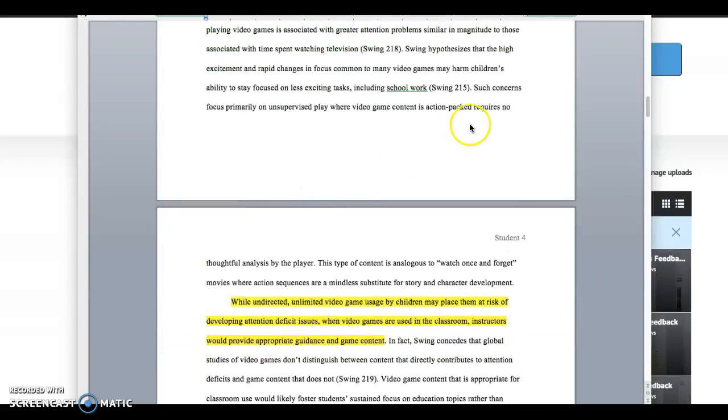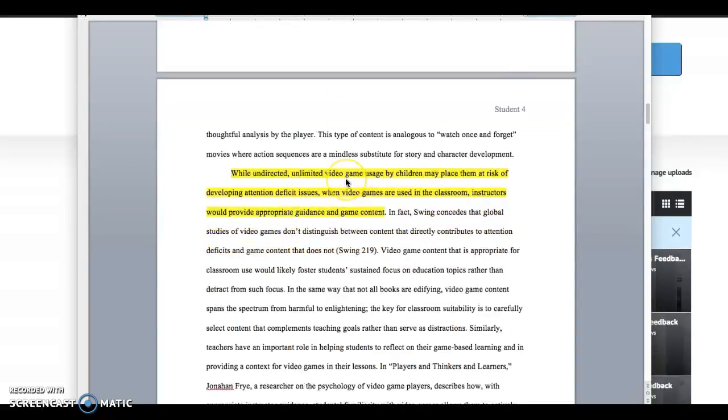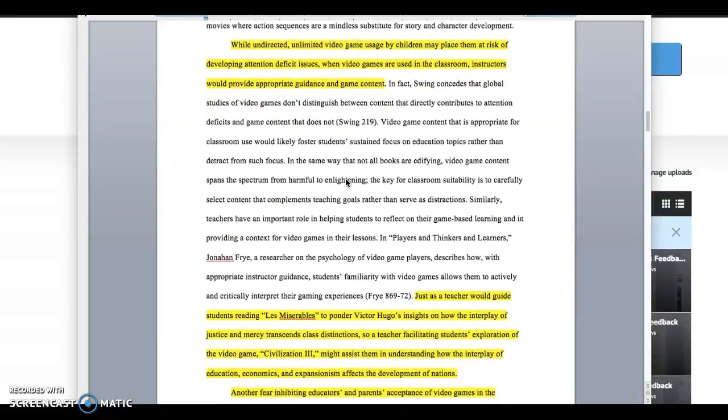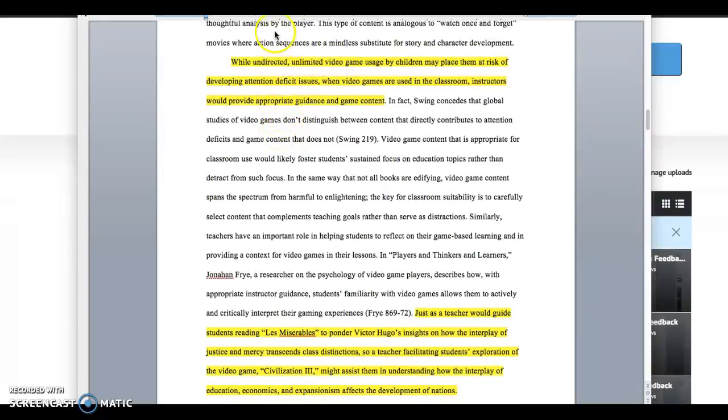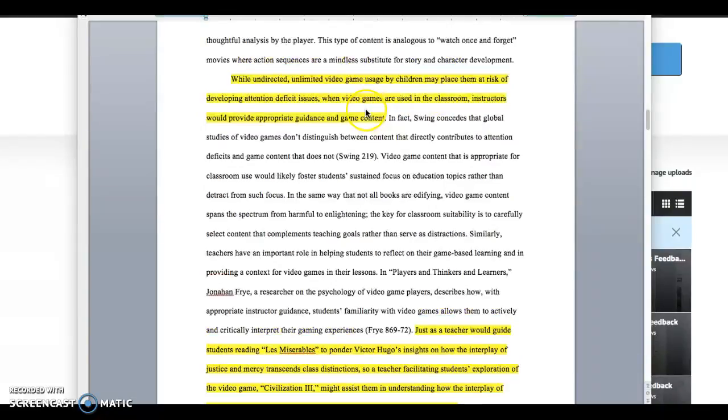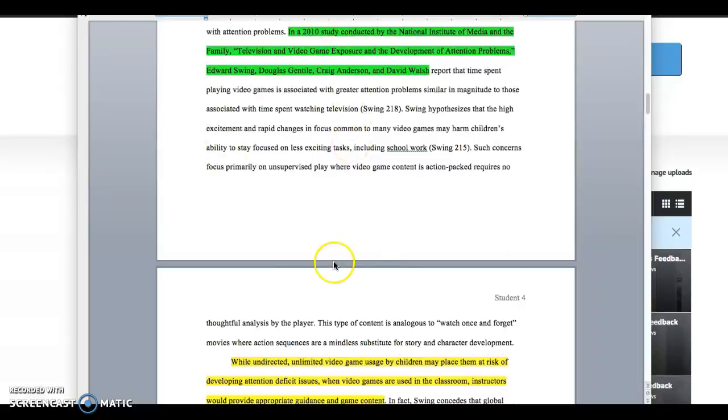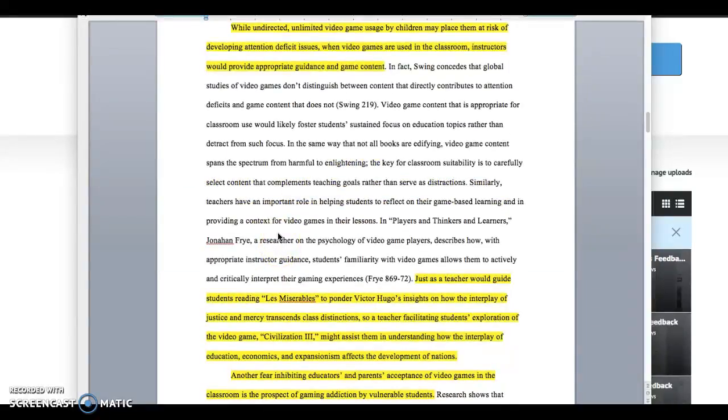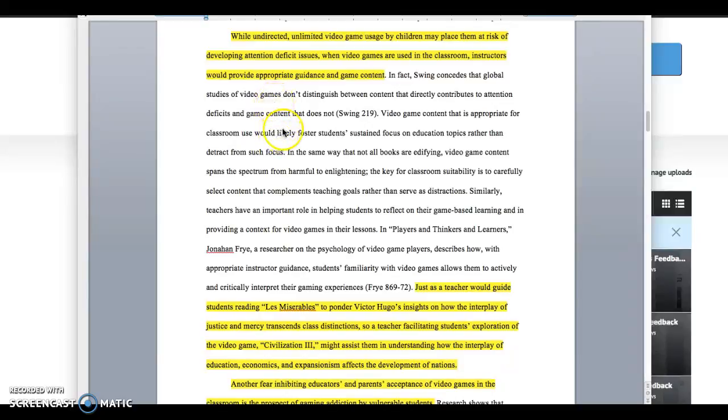And then our writer contends against it. Such concerns are primarily focused on unsupervised play, where video game content is action-packed. And then he continues on for another paragraph and talks about how undirected, unlimited video use, so it's still part of this refutation of the first opposing view, puts them at risk. Instructors instead provide appropriate guidance and game content. So his contention, after he introduces the opposing view, here's his argument against it, and his argumentative writing.